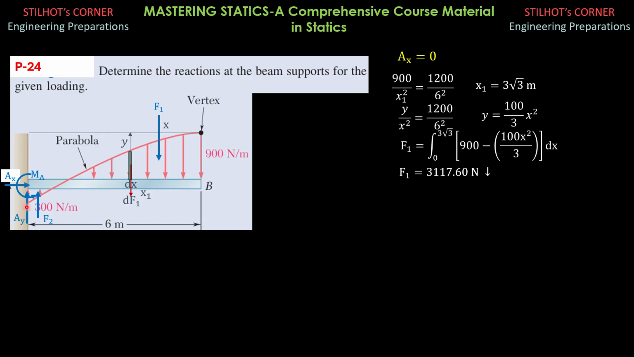Now, F2, on the other hand, can also be evaluated, and it is the same because the curve is continuous, except that our limits would be from x1, which is 3 square root of 3, to 6. So F2 equals the integral from 3 square root of 3 to 6 of 900 minus 100 x squared over 3 dx. So using your calculator, it will give us a negative value, meaning that it is upward.